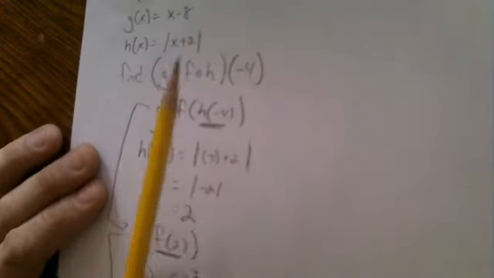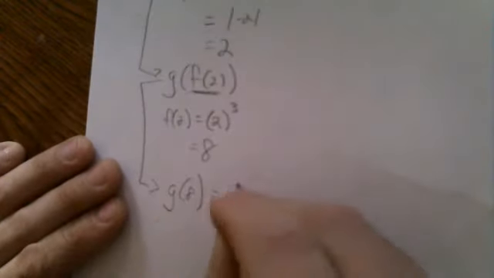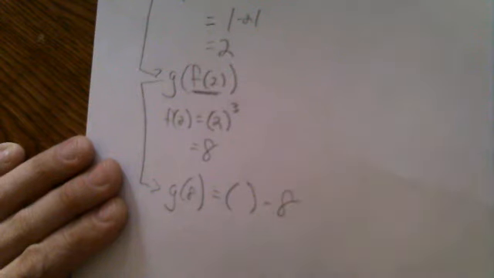And let's go back to the rule for g. The rule for g was x minus 8. So g of 8 is x minus 8, but we're plugging in 8. So it's all equal to 0.